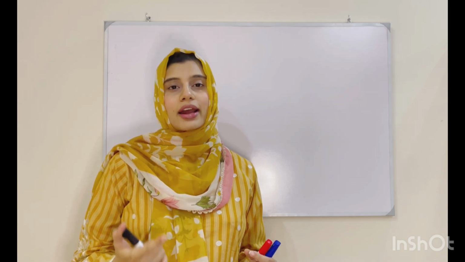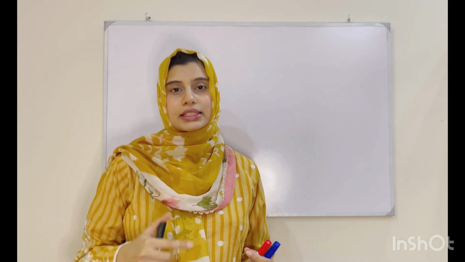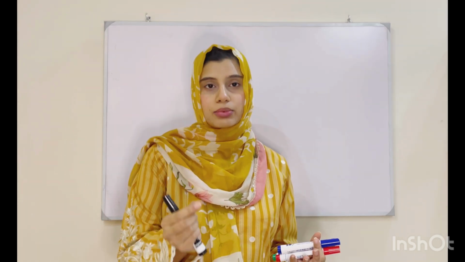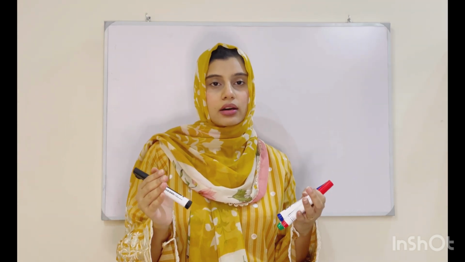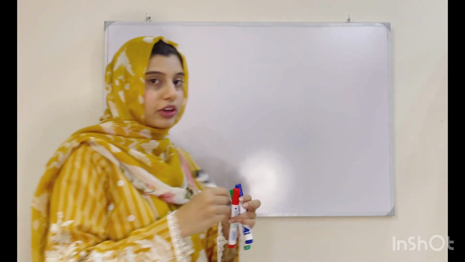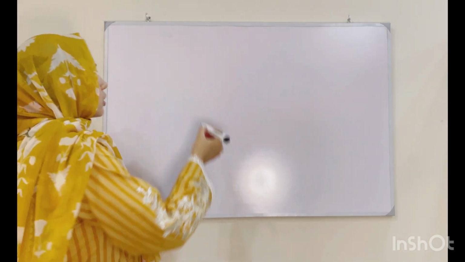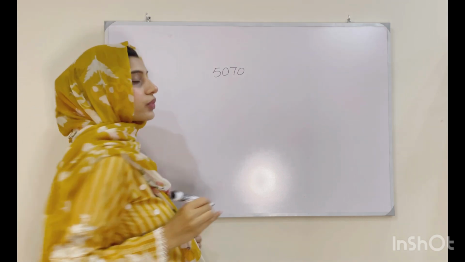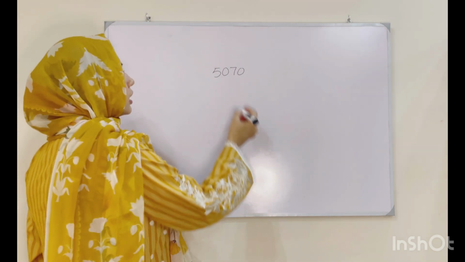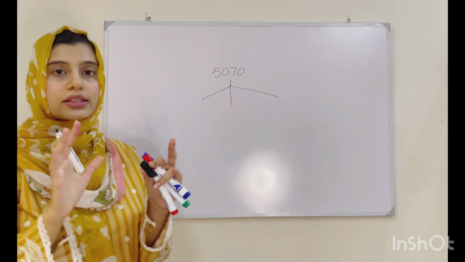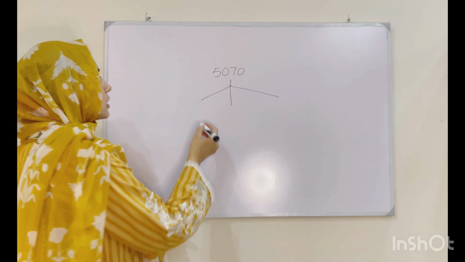So first of all, I am going to start this series of lectures from O levels chemistry, and the syllabus of O levels chemistry will be followed. The Cambridge syllabus. First of all, if I talk about Cambridge chemistry, the code of Cambridge chemistry is 5070. This is chemistry and it has 3 papers in it. 5070 is the code of chemistry and it has 3 papers.